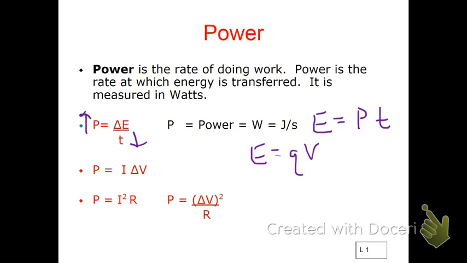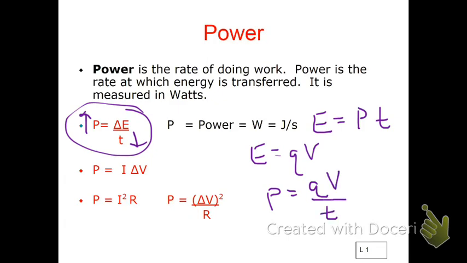So if you do some derivation, since power is energy over time, you've got charge times voltage divided by time is power. And we just said on the previous slide that charge over time is current, so power is also current times voltage. Now, the reason I show you these derivations is a lot of times you'll be asked to derive some of these things on the AP exam. So the more ways you see things derived, the better.